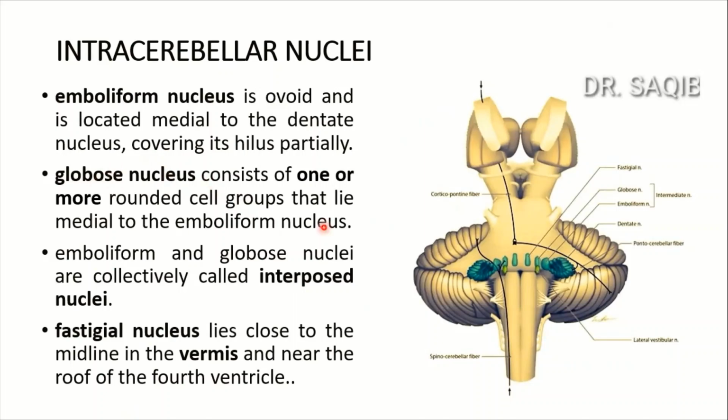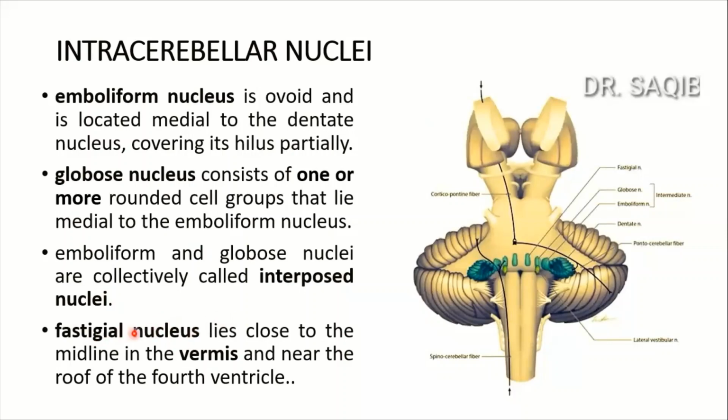And then is the globose nucleus. It consists of one or more rounded cell groups that lie medial to the emboliform nucleus. Here it is lying. This is your globose. Emboliform and globose nuclei are collectively called interposed nuclei.